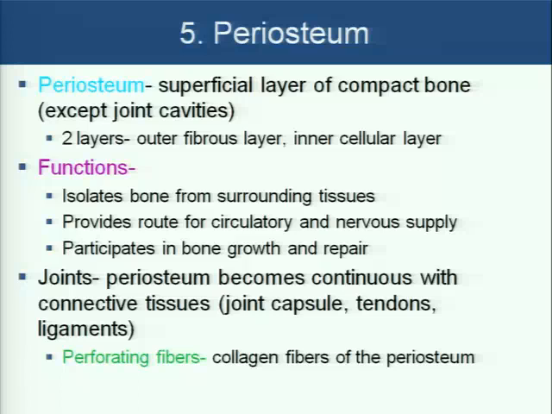So again, this is your lining, your connective tissue that lines the outer portion of the bone, except again, those joint cavities. It's going to isolate your bone from the surrounding tissues. You have vessels and nerves that go in underneath this and are right next to the bone. It's also very important in bone growth and repair, so that cellular layer is important for that. Around your joints, the periosteum becomes continuous, which means it's woven into tendons and ligaments.